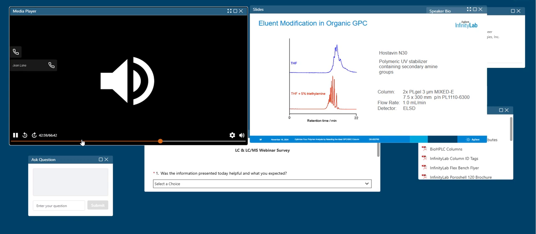Because of the amine present in the sample and our packing is PS-DVB, we actually need to modify the mobile phase. In this lower chromatogram, you can see that by adding a small amount of TEA to the THF, we have reduced the interactions that may be occurring, and now we have a nice separation for the sample and its oligomers.